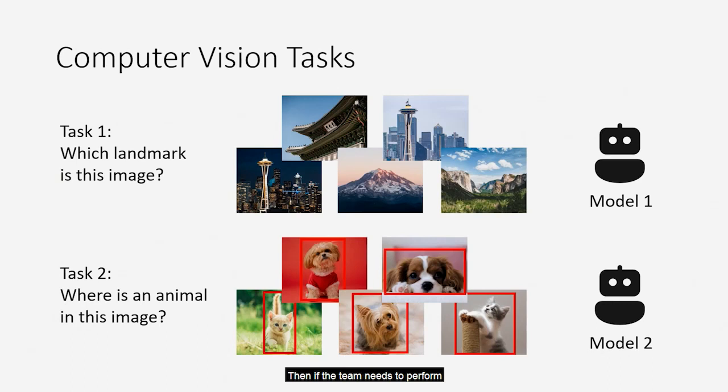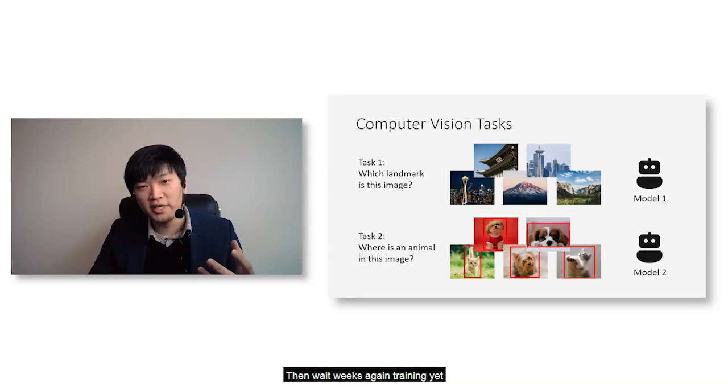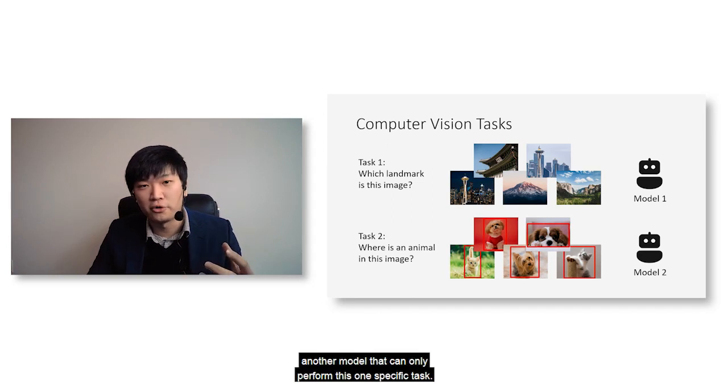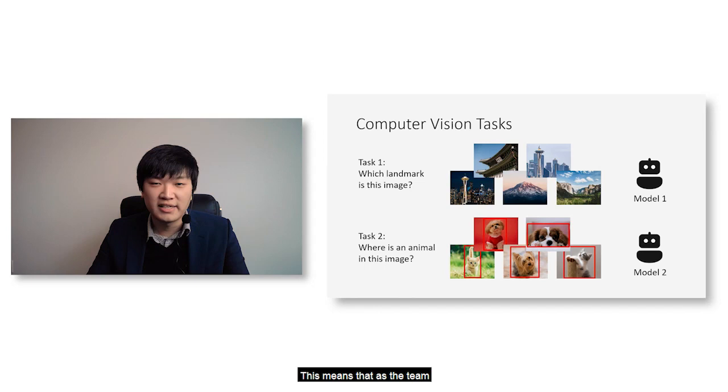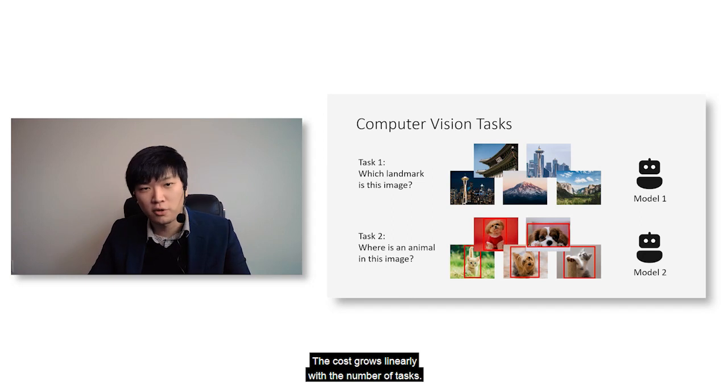Then, if the team needs to perform another computer vision task, take for example, detecting where an animal is in the image, then the team would need to collect another set of data, animal images, and then label where animals are in each image. Then wait weeks again training yet another model that can only perform this one specific task. This means that as the team grows and the number of tasks increase, the total cost multiplies. The cost grows linearly with the number of tasks.